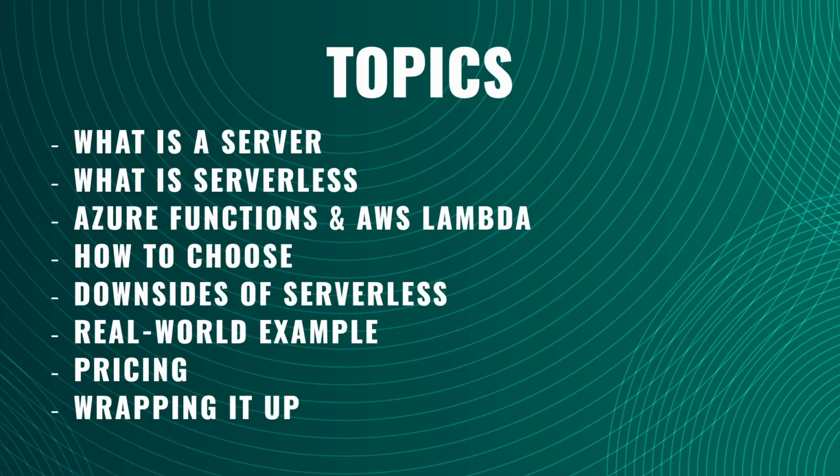Here's what we'll cover today. First, we'll explain what a server actually is. Then, I'll explore why serverless exists and when it's the right fit. We'll also take a beginner-friendly look at Azure Functions and AWS Lambda. I'll show you how to choose between the two based on your needs. We'll go over the downsides of serverless computing.